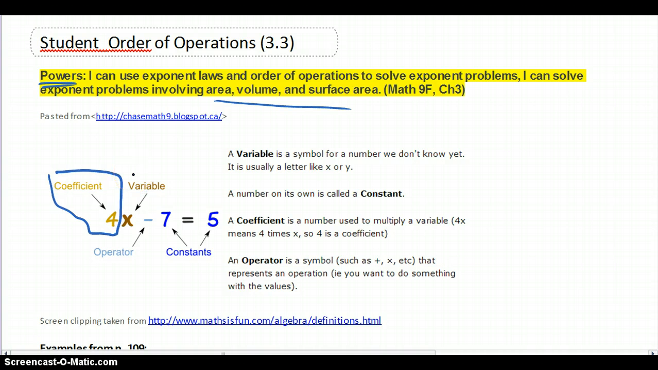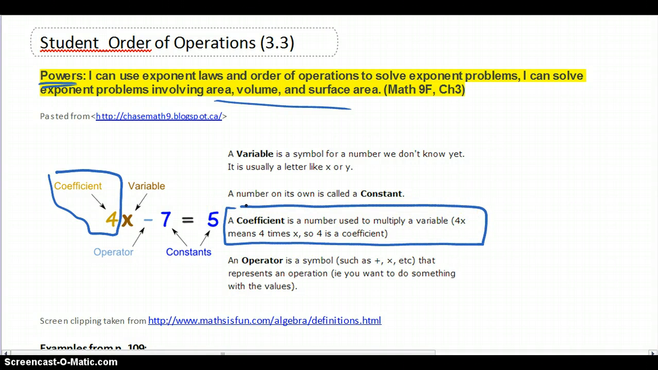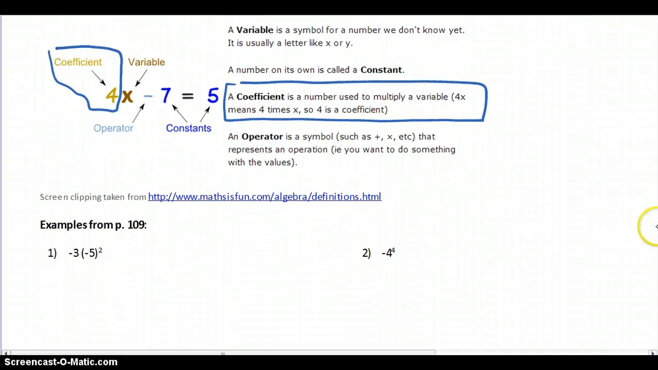Variables you've seen before, and we're not really getting into the use of variables so much right now as we are that coefficient. So the coefficient is a number used to multiply a variable, or even in this case to multiply another term, another expression, another part of the equation. The link there for the definition, I'll put that in the blog too.